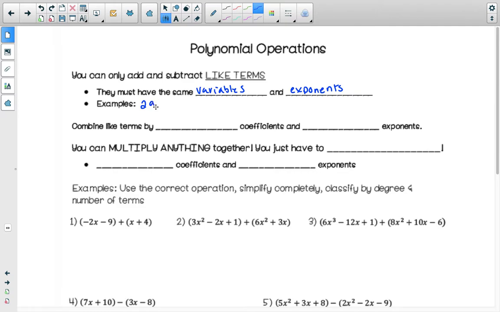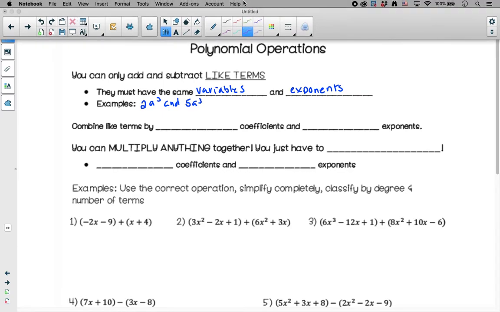So an example that we can add together would be 2a to the third and 5a to the third, because these have the same variable and the same exponent. That means that we would just add the 2 and the 5 together, and then we would have 7a cubed.